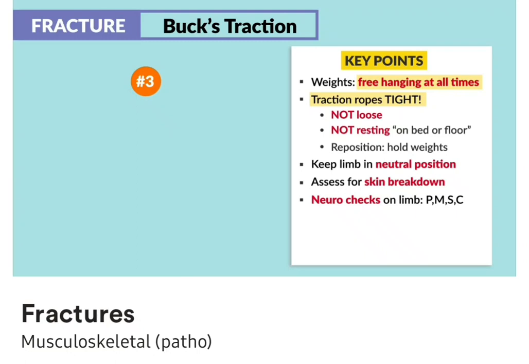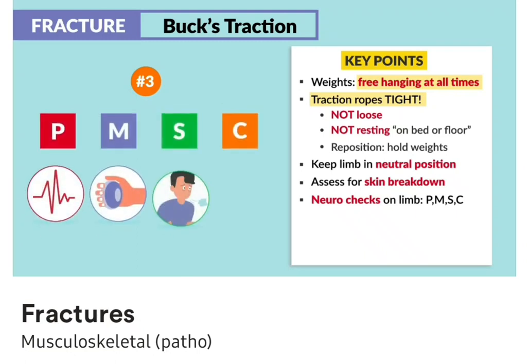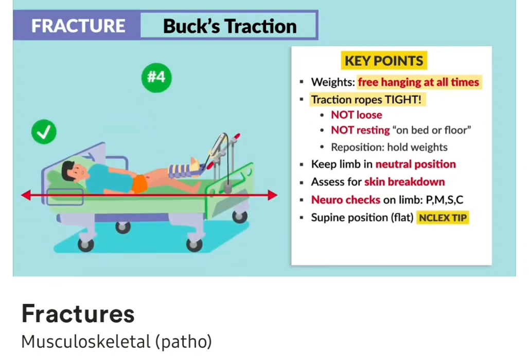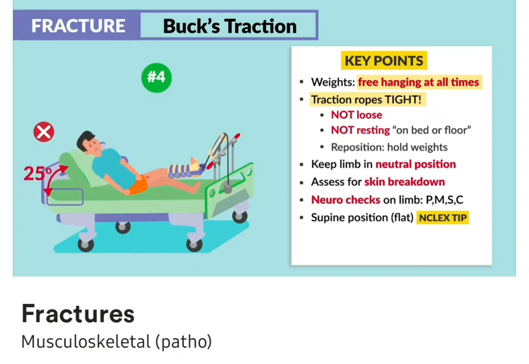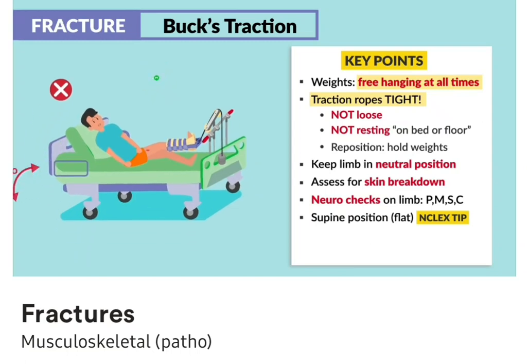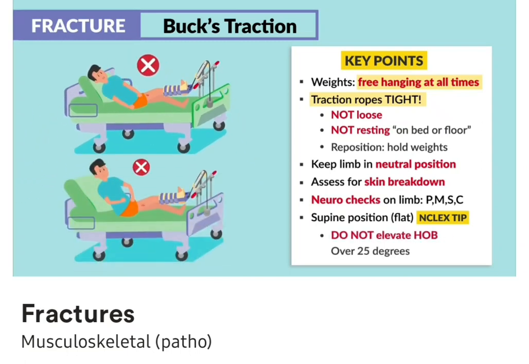Next is frequent neurochecks on the limb using PMSC. Pulses, motor, sensation, and cap refill. And lastly is supine position. Always flat. Huge NCLEX tip here. Do not elevate the head of the bed over 25 degrees here. So no semi-Fowlers and no high Fowlers.